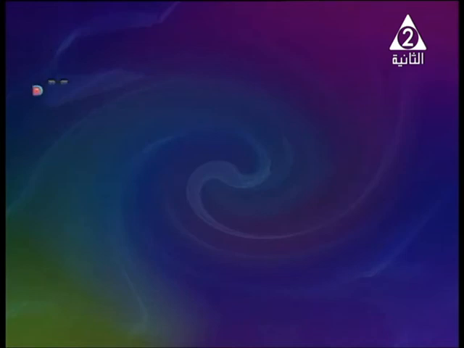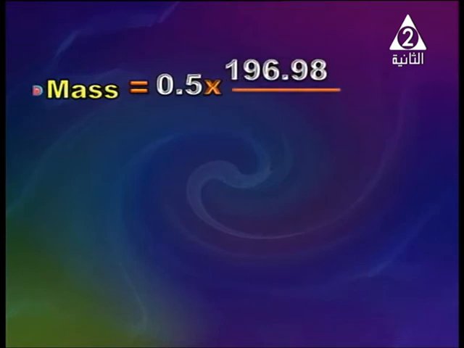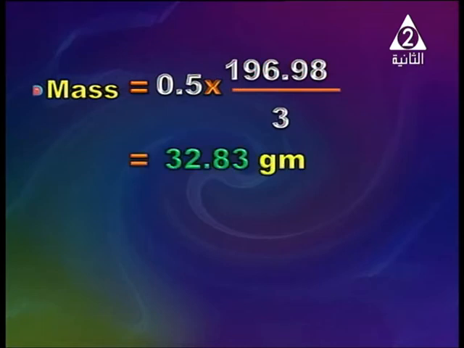First, we can calculate the mass of precipitated gold. The law says that the mass equals the quantity of electricity in Faraday, which is half a Faraday, times the equivalent mass of the element gold, which is 196.98 divided by its valency, which is 3, as we have a solution of gold 3 chloride. So the mass will be 32.83 gram.